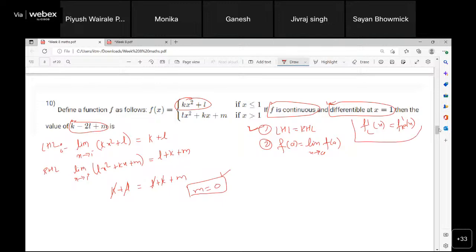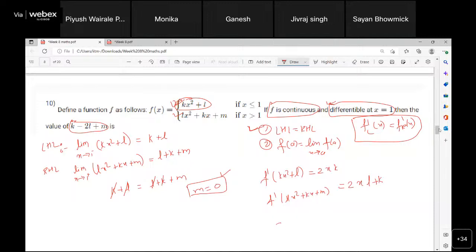Now think about this particular condition. Differentiate both the expressions at x equals 1 and equate them. What will I get? The derivative of kx square plus l is 2kx, right? And the derivative of the other expression is 2lx plus k. So here I will get 2lx plus k, right?